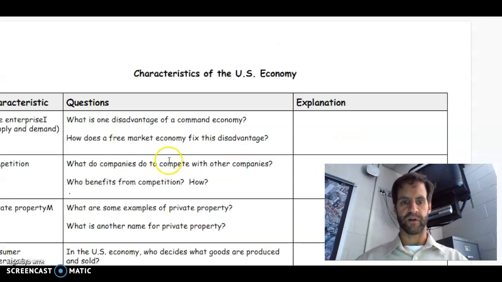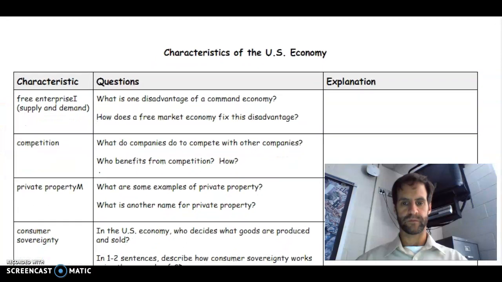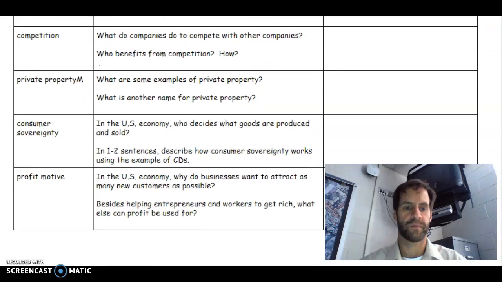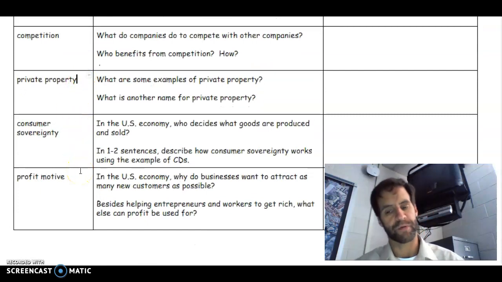That's not it. Here it is. All right, this is what it looks like. Right there. So these are the characteristics of the U.S. economy: free enterprise, competition, private property, consumer sovereignty, and profit motive.